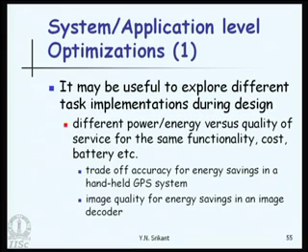For example, you could trade off accuracy for energy savings in a handheld GPS system. In other words, the computation can be coarse. So, it will give you somewhat approximate position information, but at the same time it requires less energy. In an image decoder, image quality may suffer, but energy may be saved. So, these are the trade offs that are possible at the system application level.